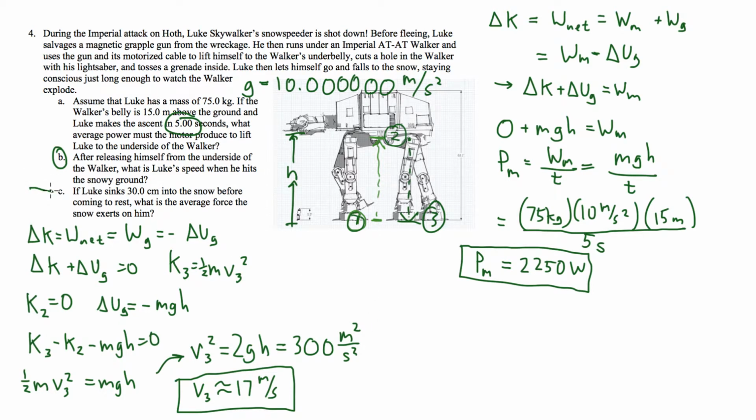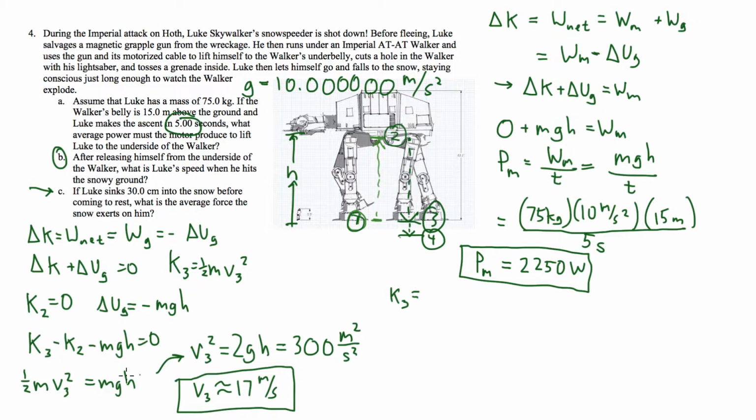Okay, so then for part C, Luke sinks 30 centimeters into the snow before coming to rest. What's the average force the snow exerts on him? So he goes from here and he goes down a little bit, just 30 centimeters though, to state 4, where at state 4 his kinetic energy is 0. So you can really take the same states you had here.